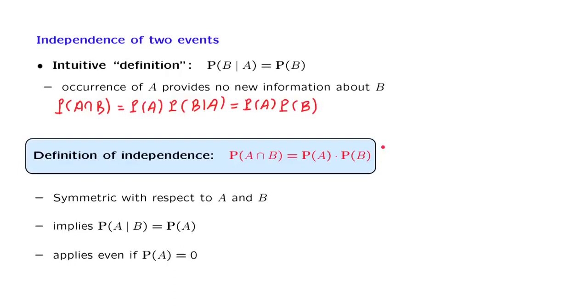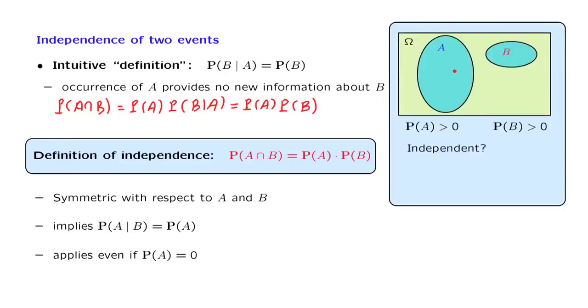Let us now build some understanding of what independence really is. Suppose that we have two events, A and B, both of which have positive probability. And furthermore, these two events are disjoint. They do not have any common elements. Are these two events independent? Let us check the definition.